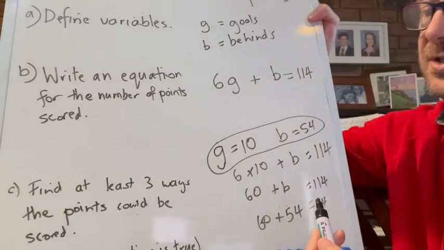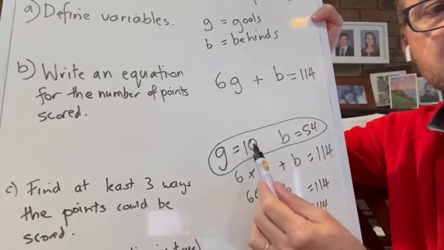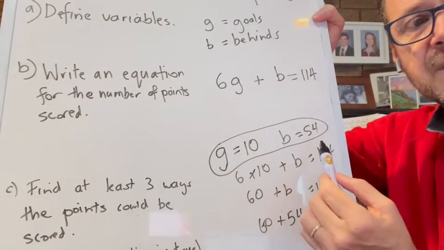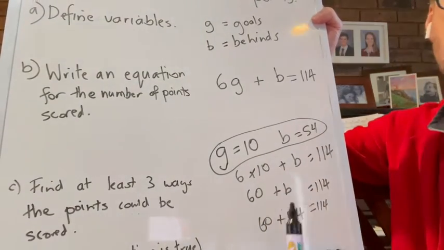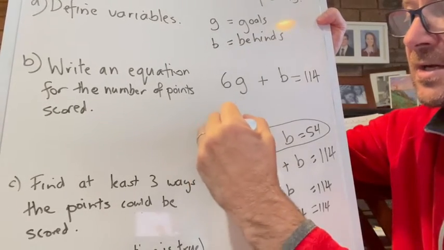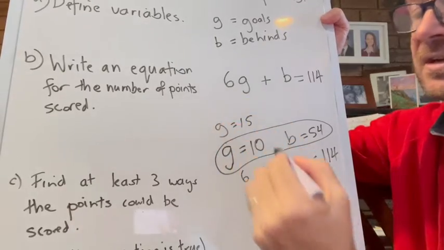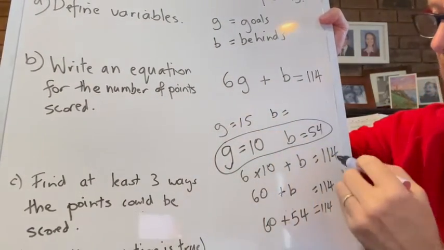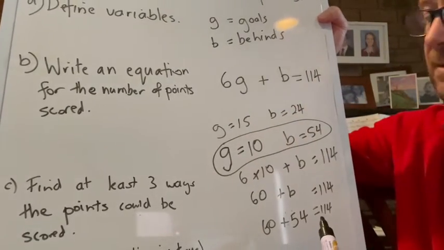So then what we would need to do is either decrease or increase the number of goals, and that would also affect the number of behinds that get scored to give us at least 3 answers. So 3 answers here could be if goals equaled, let's say, 15, so that gives us 90 points. That would mean that the number of behinds kicked would be 24.